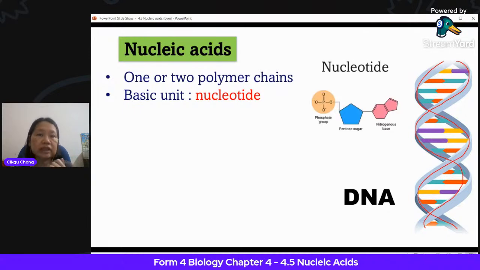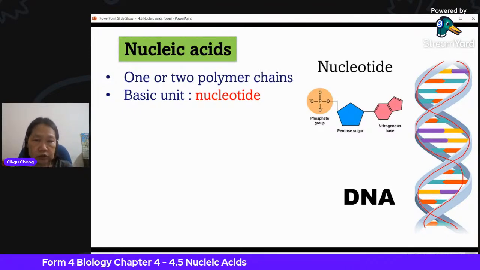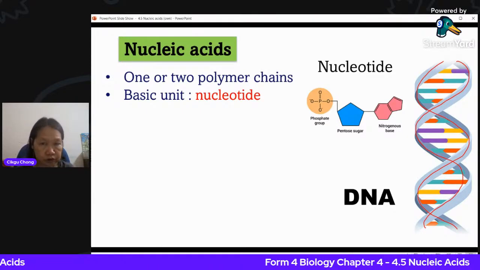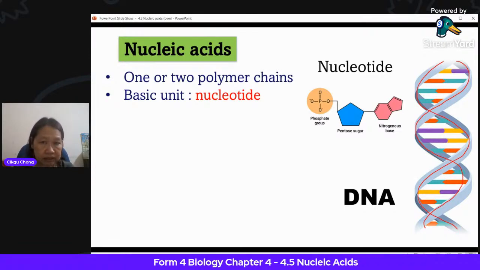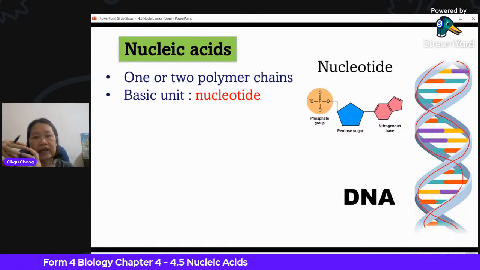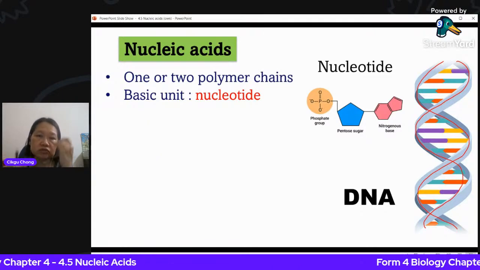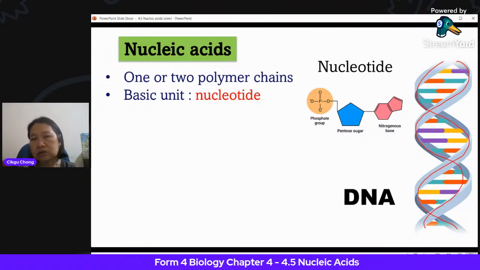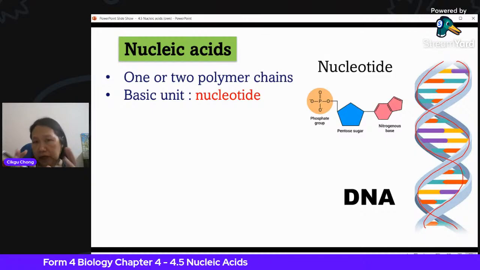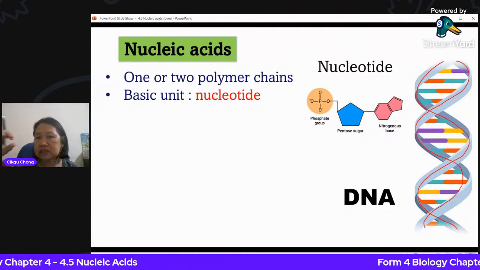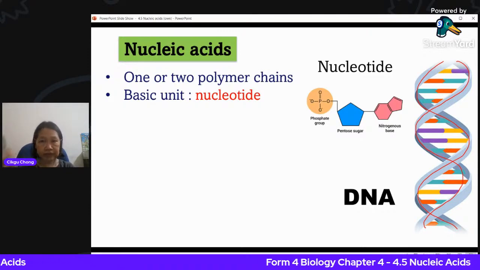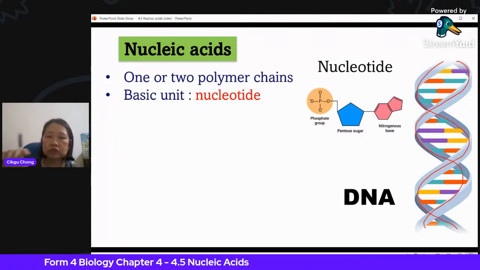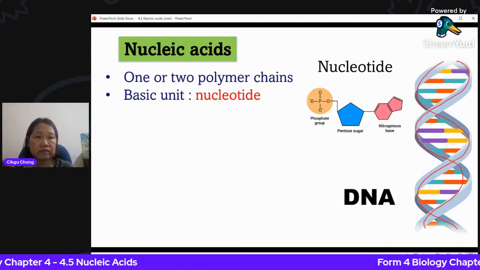Nucleotide looks like this. There are three components to the nucleotide. You will see that you have the phosphate group, the pentose sugar, which is a type of sugar with 5 carbons, C5, and also a nitrogenous base. You do not need to know the structure of these three components. All you need to know is there are 3 parts in order to make a nucleotide. And in order to make your DNA, this nucleotide is repeated, so it becomes very long. When it becomes very long, it's called a polynucleotide, and that forms your basic backbone, one of the chains.